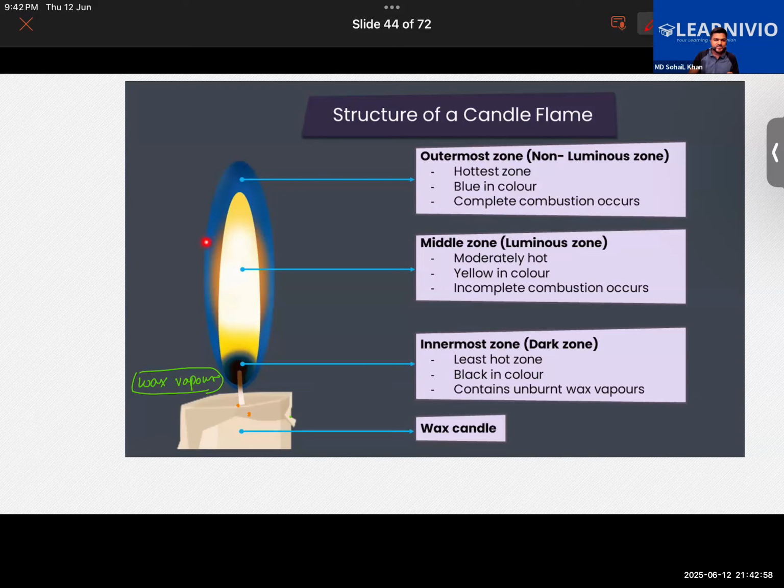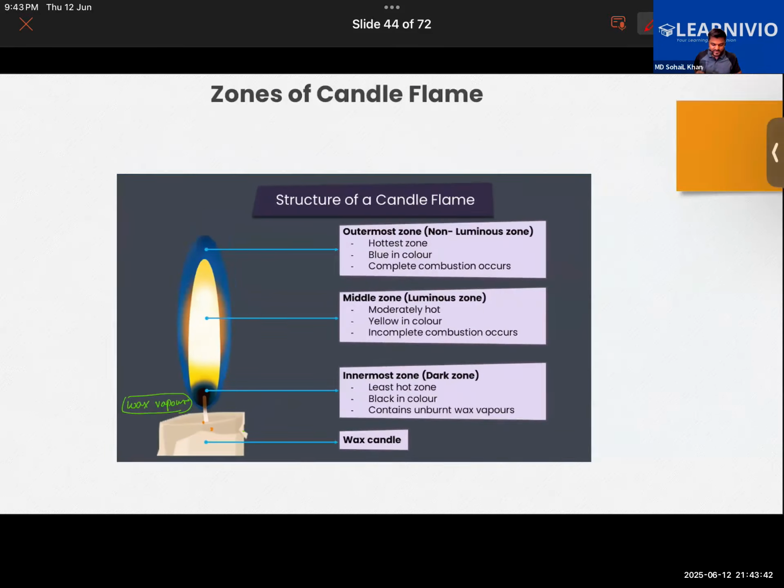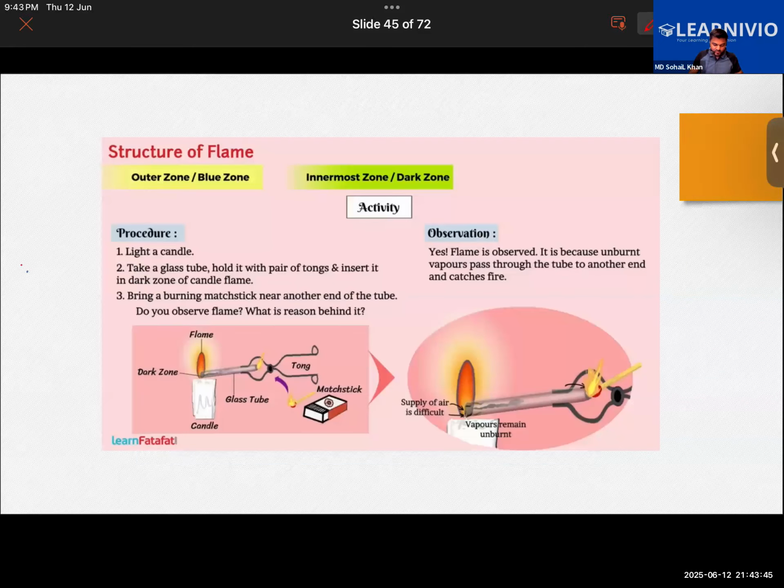Then comes the outermost zone, and it's the hottest zone. Why? Because this zone has access to the air. It is getting a good amount of oxygen from the air as it's the outermost zone. So here complete combustion of the wax vapor takes place. The wax vapors are burning properly and it's blue in color, and it's the non-luminous zone because this zone is not giving out light. It's the middle zone that gives out light. So the outermost zone is the hottest zone, it's blue in color, complete combustion is happening, and it is known as the non-luminous zone. Hope that helps you in revising, and that gives you the idea about what we are discussing.